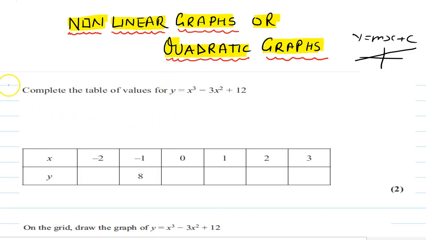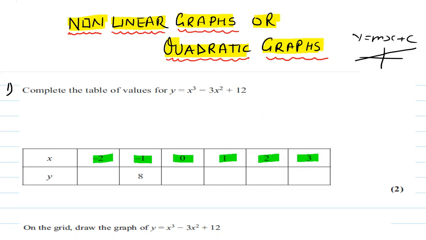So let's go for question number one. Here it is y equal to x cube minus 3x square plus 12. So these are the values given. Values are minus 2, minus 1, 0, 1, 2, and 3. We need to plug these values here. So I'll show you one.